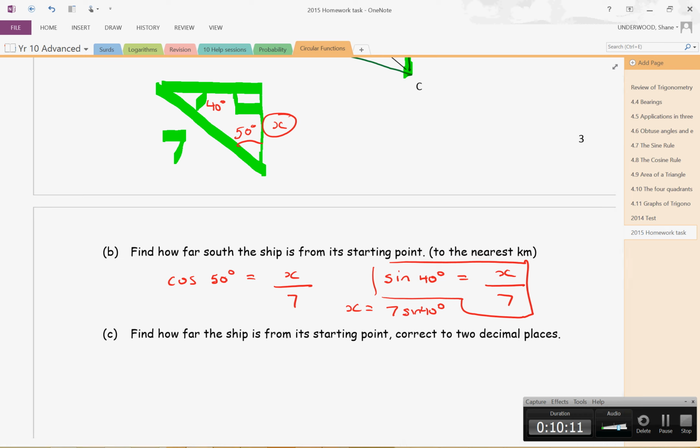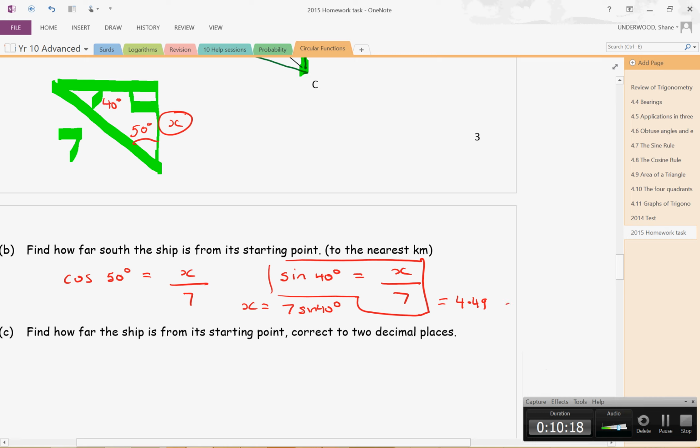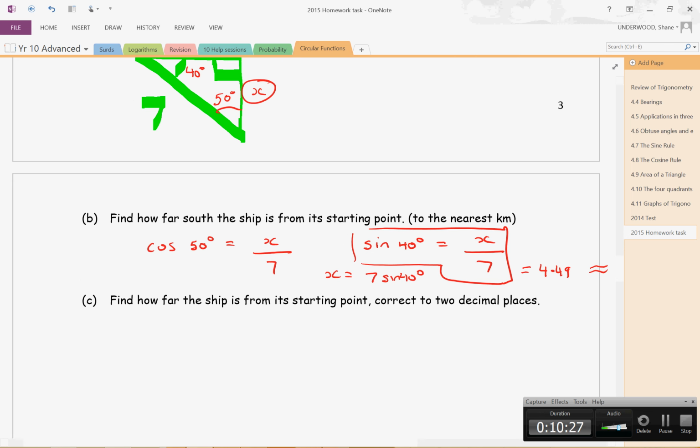Yeah. The decimal was 4.49, which, yes, is approximately 4 kilometres if it's to the nearest kilometre. Okay, good. And the last one is, we've got to use how far is the ship from its starting point.